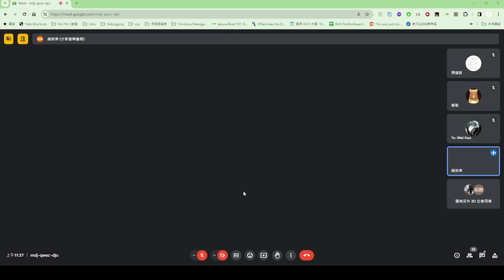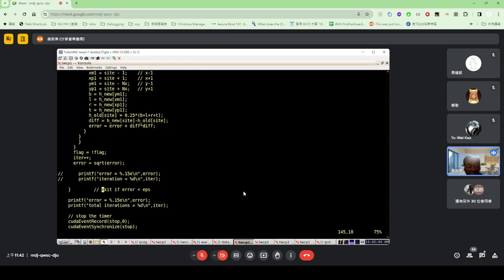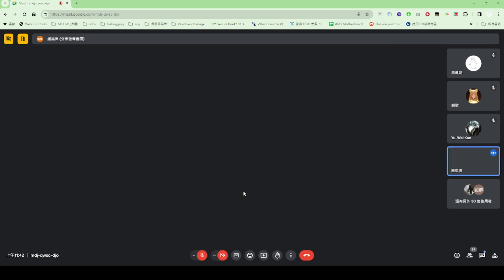So exit if the error is less than EPS or the iteration is bigger than the max, then print out the error and then the total iterations and stop the timer. Then obtain the total time in terms of milliseconds, and then convert it to flops, and then convert to gigaflops.